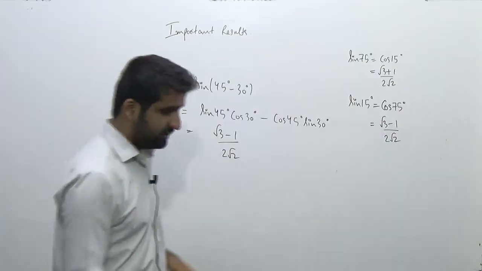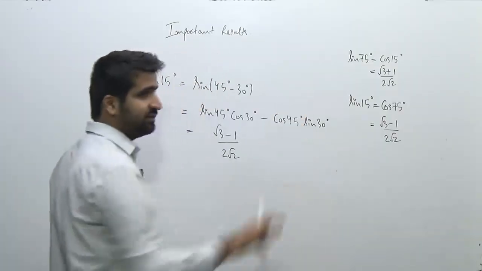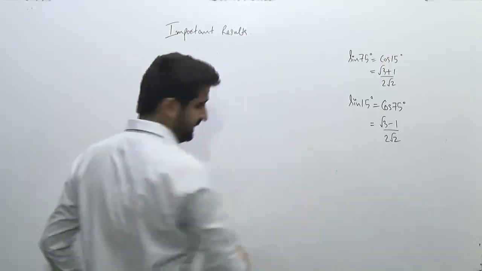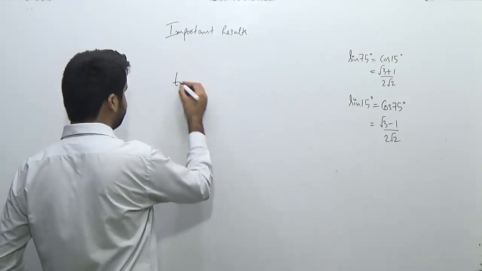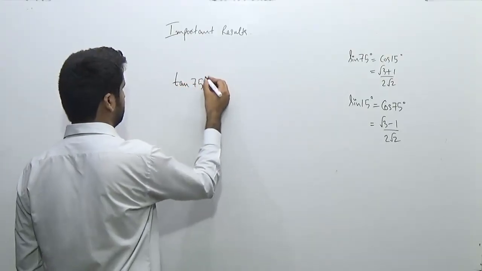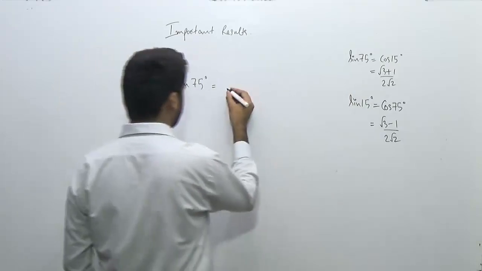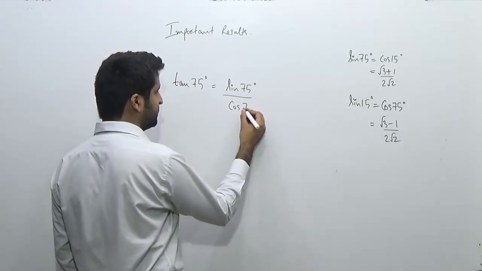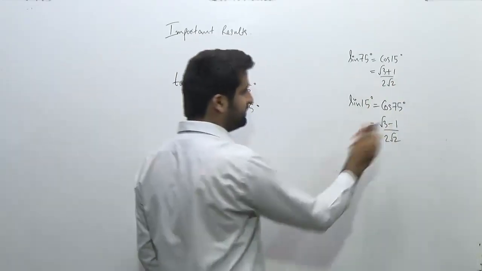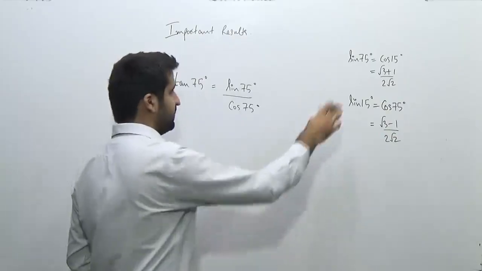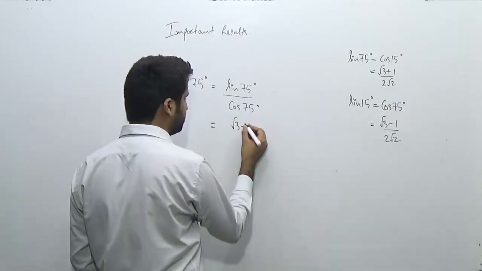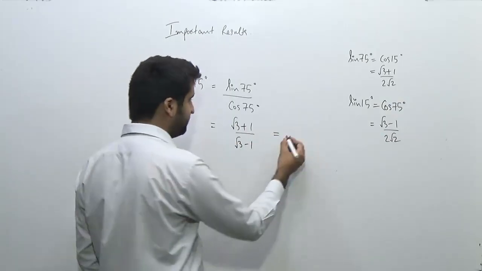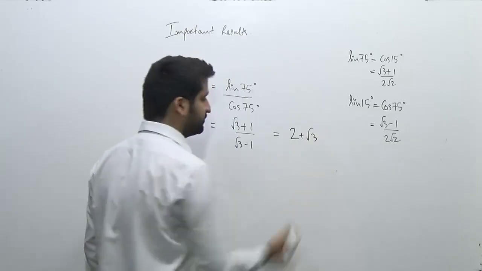Similarly, can we get the value of tan 75 degrees or tan 15 degrees? Yes, we can. How? In case of tan 75 degrees, we can see that tan 75 will be equal to sine of 75 upon cos of 75. Now, the denominator in case of sine 75 and cos 75 is common. So we can simply write it as root 3 plus 1 upon root 3 minus 1, and if we rationalize this, we will get this value is equal to 2 plus root 3.